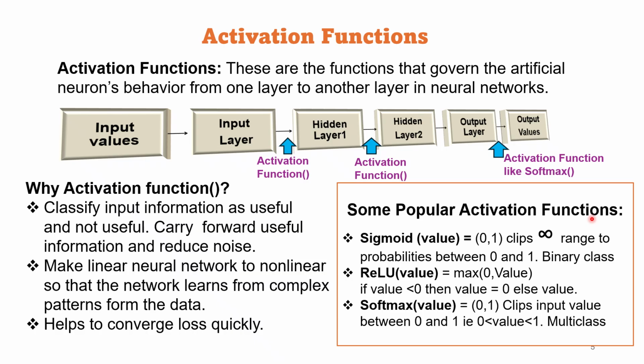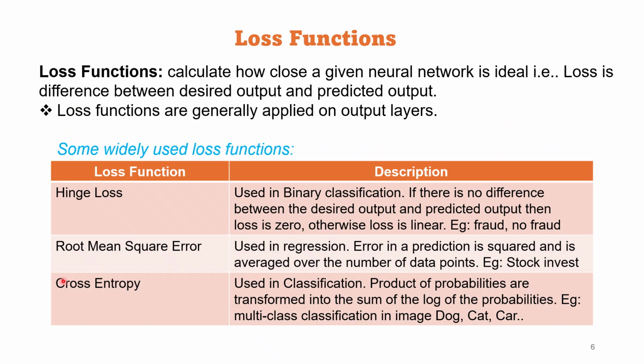Next interesting topic is loss function. Loss functions calculate how close a given neural network is to ideal. Loss is the difference in predicted output versus actual output. Loss assigns a numerical score to the neural network's output given the true expected output.